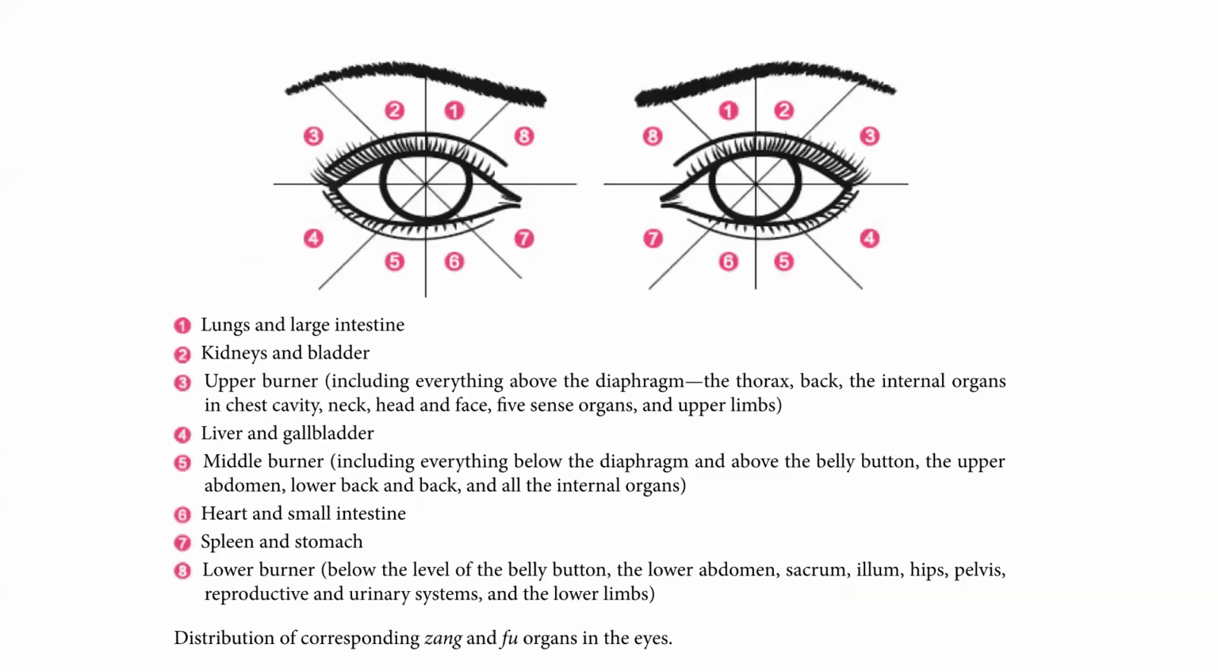Number 4 pertains to the liver and gallbladder. Number 5, the middle burner. This includes everything below the diaphragm and above the belly button, the upper abdomen, the lower back, and all the internal organs. Number 6 pertains to the heart and small intestines. Number 7, the spleen and stomach. Number 8, the lower burner. This pertains to the organs below the level of the belly button, the lower abdomen, the sacrum, the ilium, the hips, the pelvis, the reproductive and urinary systems, and the lower limbs.